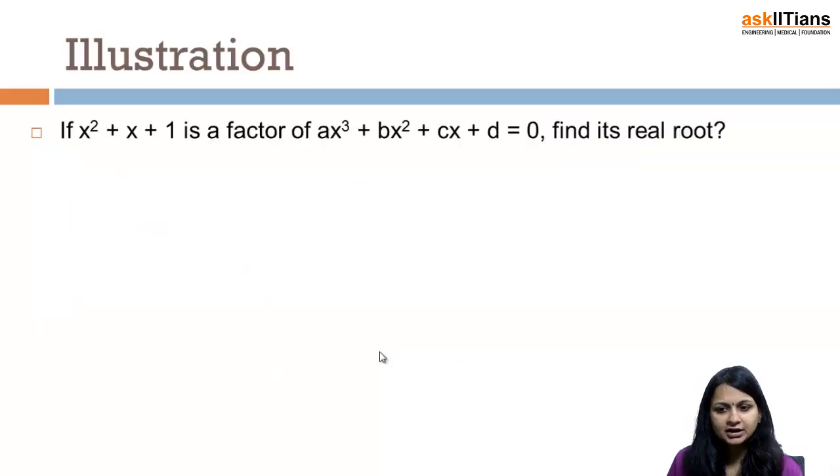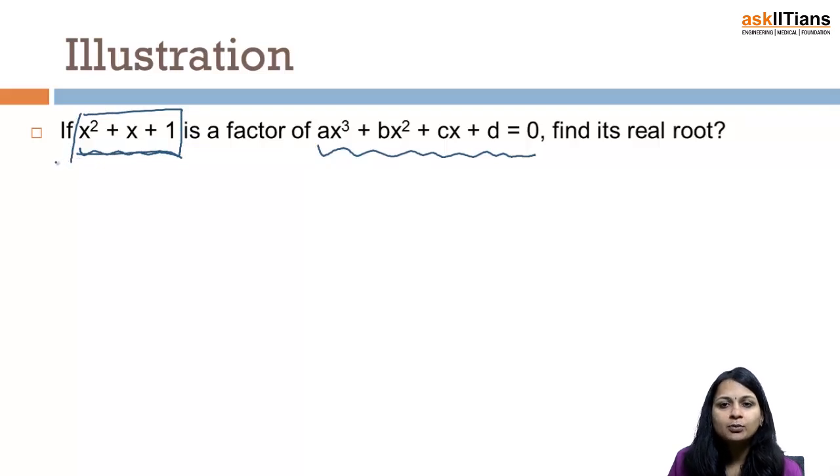Okay, so let's move to another illustration. It says if x square plus x plus 1 is a factor of ax cube plus bx square plus cx plus d equal to 0, we have to find its real root. From this we are not getting any real root, right? If you see, its roots, both of them, would be imaginary. Now I know what the product of roots is. Product of roots in this case would be constant term upon coefficient of x square, so 1. So here the product of roots is 1.